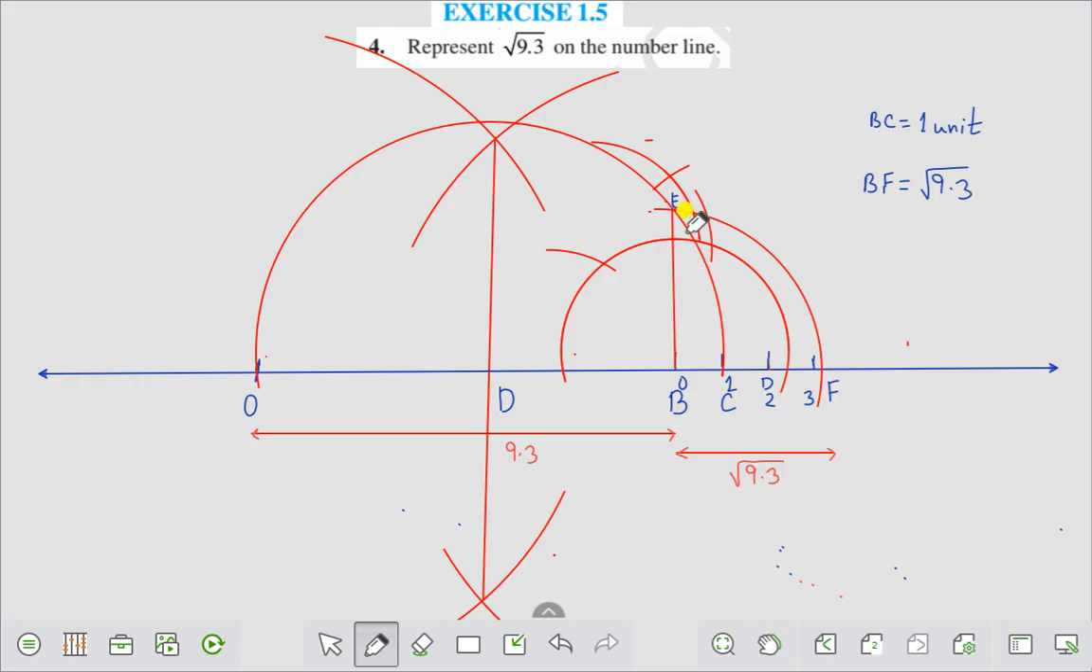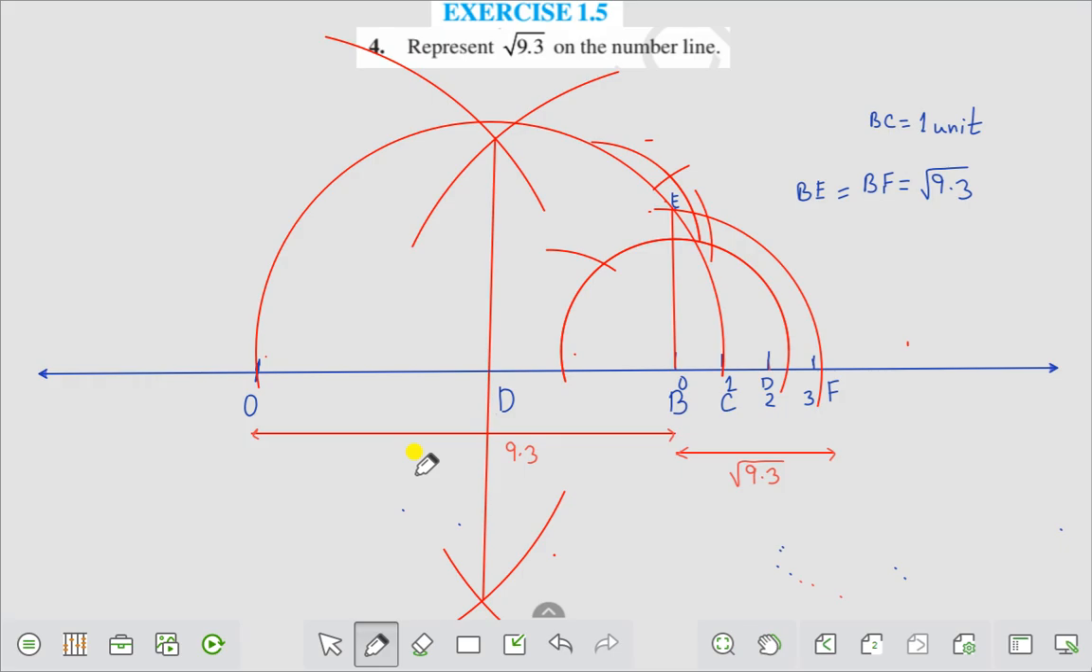This length, that is BE, is root over 9.3, right? And with this length BE, take an arc to meet the point at F. That means BE is equal to BF. Here we see that BE is equal to BF, which is equal to root over 9.3. Now let us explain why this length BE or BF is root over 9.3.